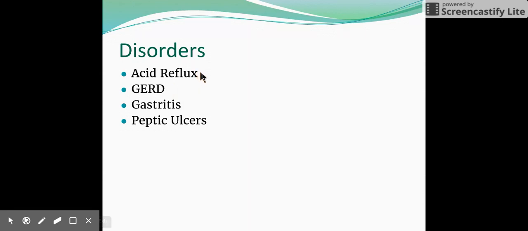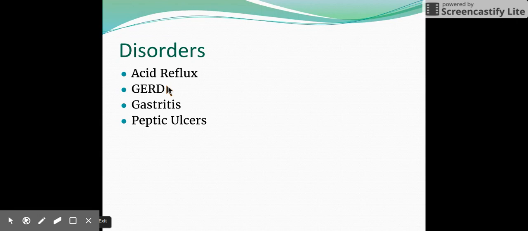This is where the gastric juices actually leave the stomach and continue up into the esophagus. And the problem with that is the esophagus doesn't have a lot of mucosa, so it doesn't have a lot of mucus protecting it from these acid and enzyme mixtures that your stomach makes. So it can actually burn and put holes inside of your esophagus, which is extremely problematic because it can cause infection.